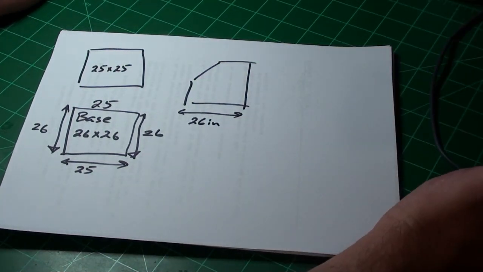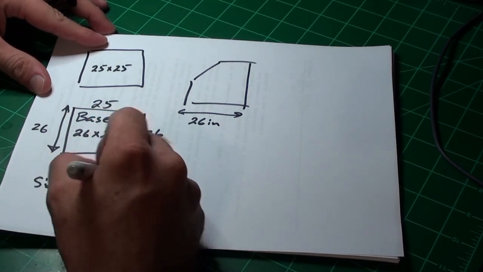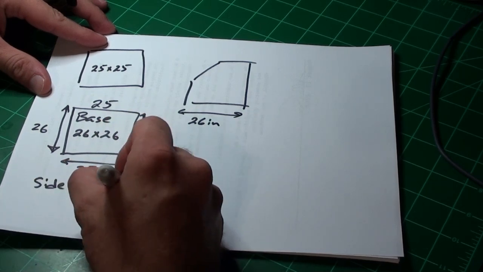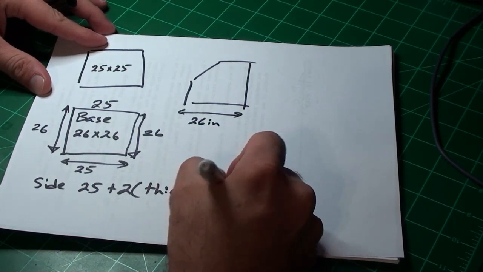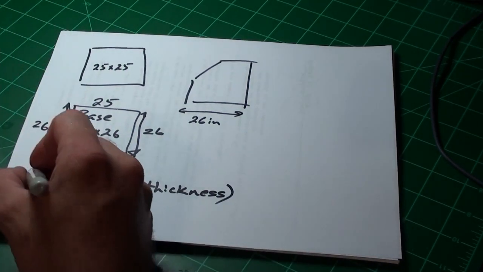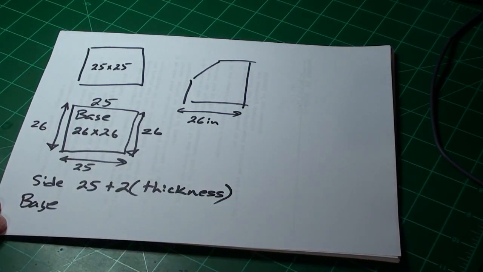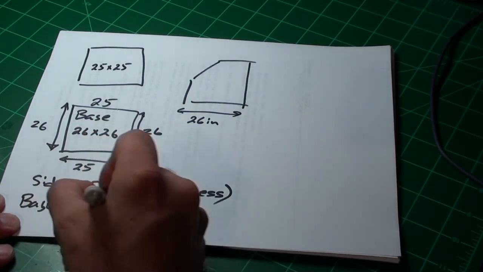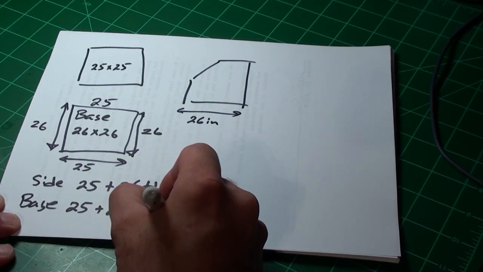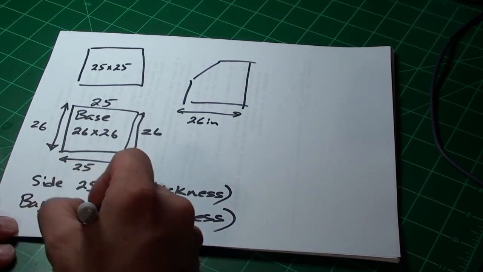So basically, here's what you do. For the side, you take the size of your furnace filter, which was 25, and you add 2 times the thickness of the plywood. For the base, the width and the height of my filter was 25. If you're using a 20 by 25, one would be 20, one would be 25, and you'd have to do this for each dimension. I'm doing 25 plus 2 times the thickness also, and I'm doing that to both sides.